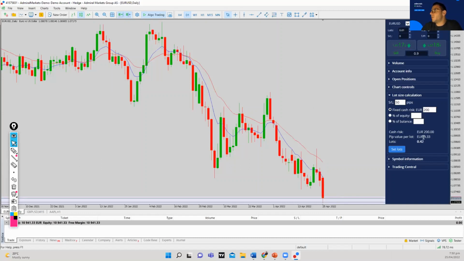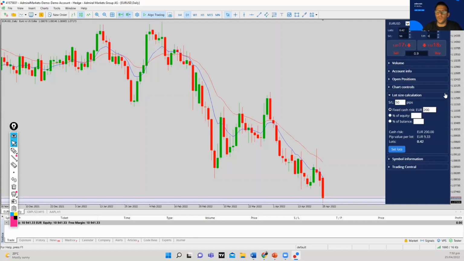Automatically the system calculates the pip value per lot and how many lots I'm going to use. So I don't need to go back to the Admirals website to find the lot size calculator and fill up all these forms there. This Supreme Edition just did all the hard work for us on the spot. So I click here, set lots. You can see the lots have been set, the stop loss has been set, and the take profit.